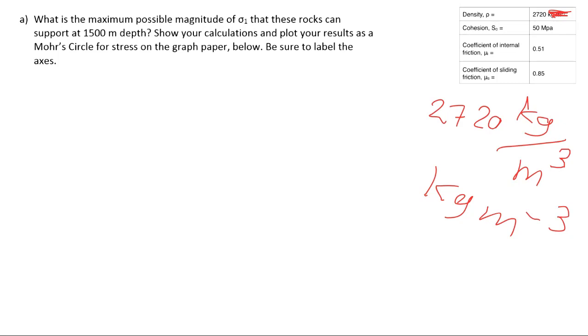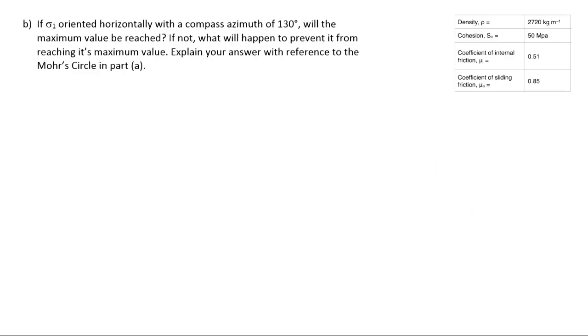Let's move on to part B. It says if the orientation of sigma 1 is 130, and there are two sets of fractures given, it is asking on which one of these fractures is there an option of movement.